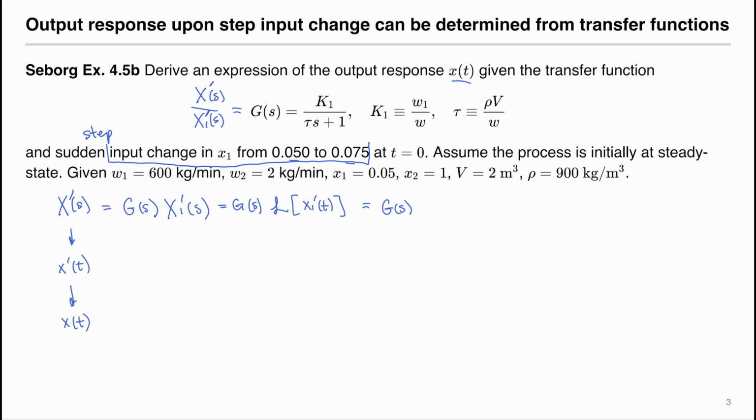Its Laplace transform changes from 0.075 minus 0.05, and the Laplace transform of a constant is the constant divided by s. So we have g of s multiplied by 0.025 divided by s. And then g of s is k1 divided by tau s plus 1, multiplied by the amount of step increase divided by s.